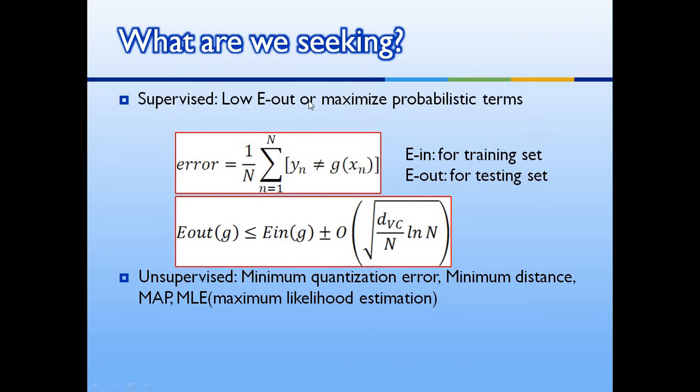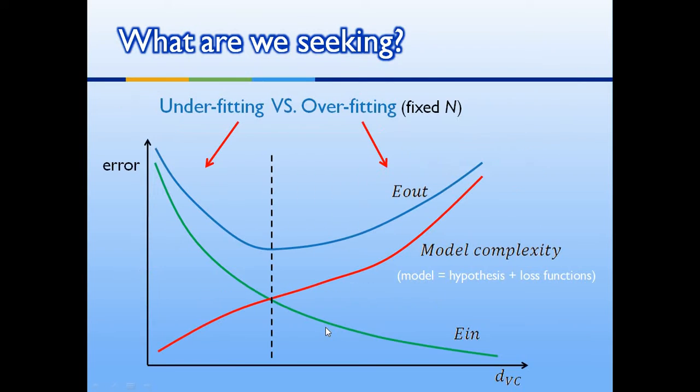Now in supervised learning, we seek low error count or maximum probabilistic term. In unsupervised learning, minimum quantization error, minimum distance. So we are seeking these. You can see here, if you go for underfitting or if you go for overfitting, you will not get the desired result. So you should go for exact fitting.